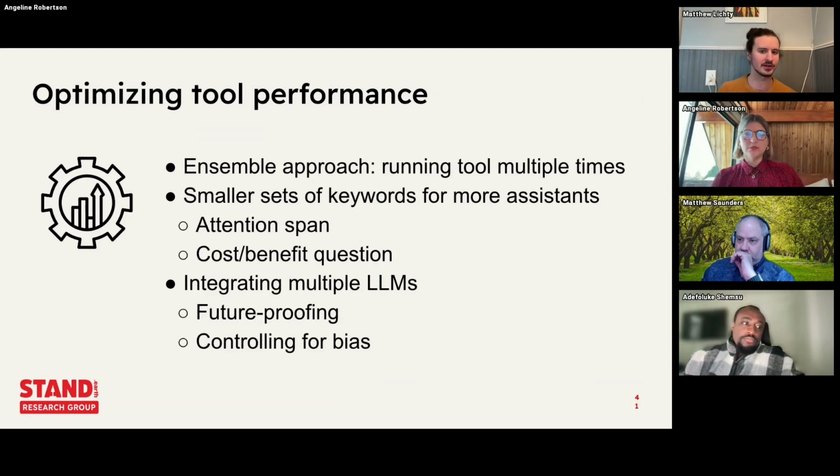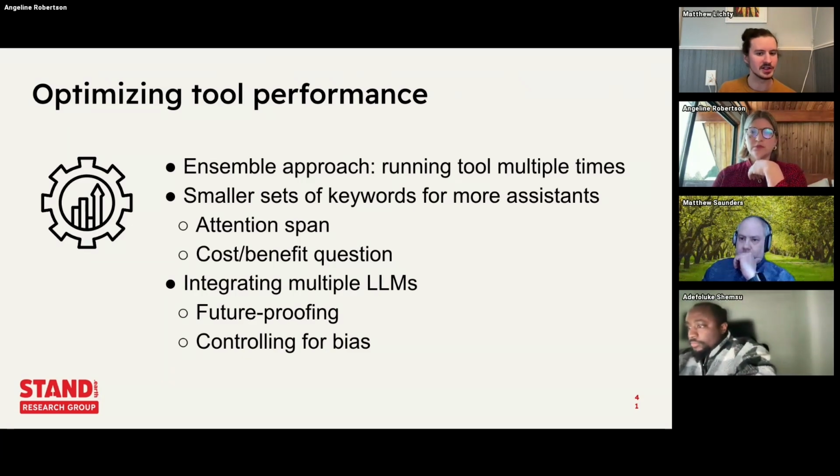For smaller sets of keywords, we currently break up the list of keywords into 2 different groups to send to 2 different assistants, which helps GPT focus on less at once and improves our accuracy. We could break them up into more sets for more assistants, but we do run into a cost-benefit question, as it takes more time and costs more money to run more assistants.